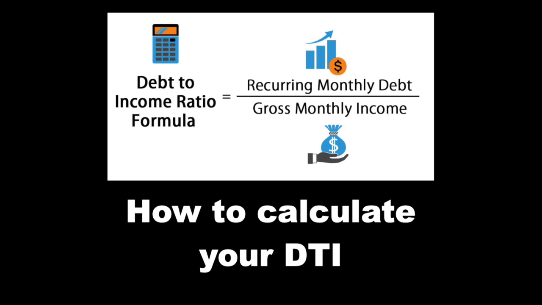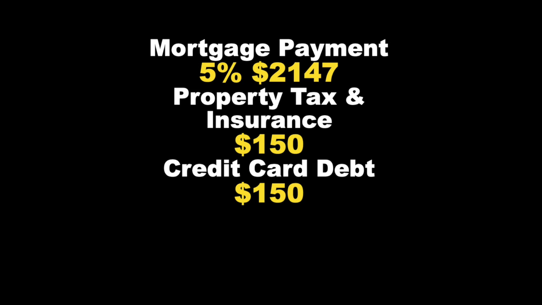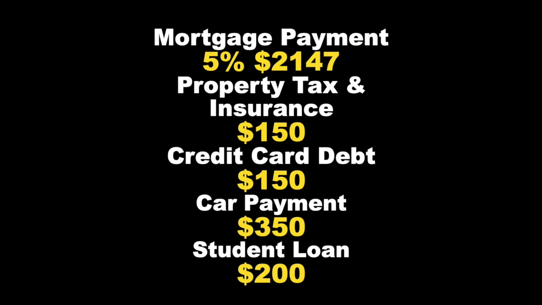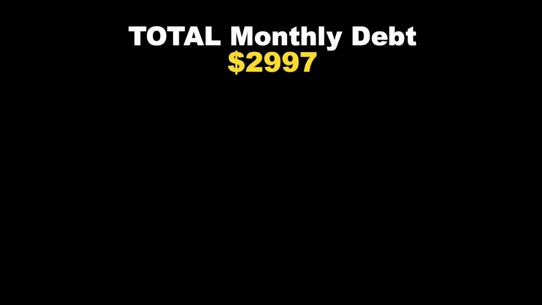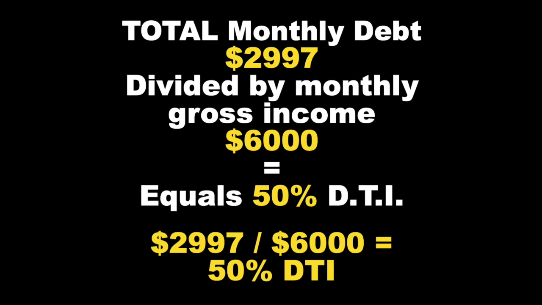Take a look at this general example so you can calculate your DTI. First, total up all of your monthly debts such as your estimated mortgage payment, property tax and property insurance, credit card debt, car payment, student loans. Then take the total monthly debt, divide it by your total gross income, which is the monthly income before taxes, in order to get your monthly debt-to-income ratio.